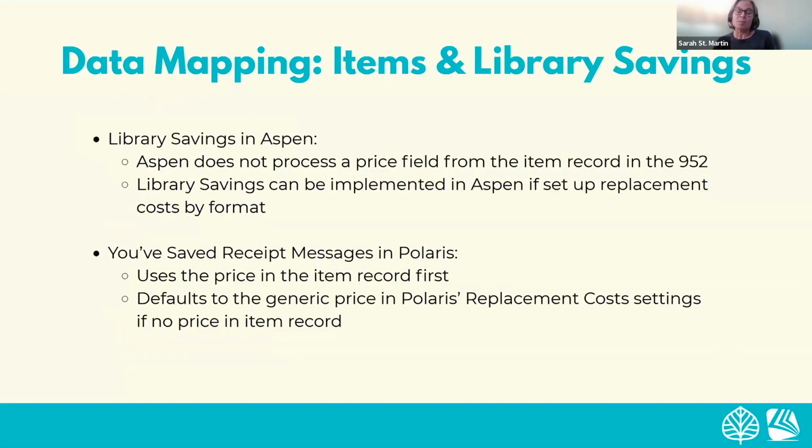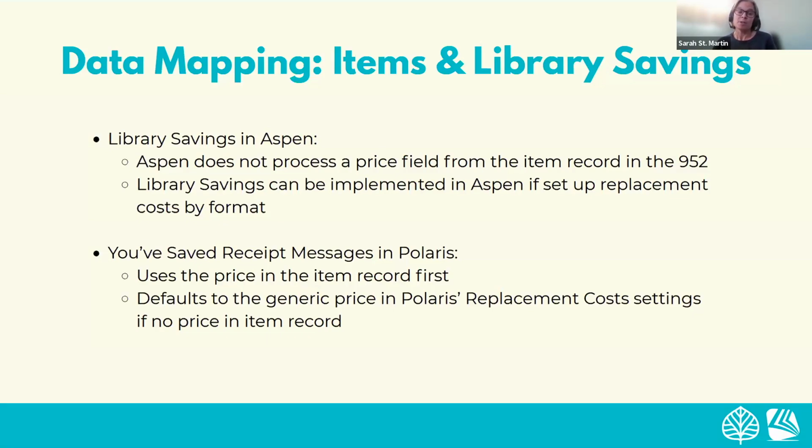If you want to set up library savings, you have to use the replacement costs by format. And our libraries decided they didn't want to do this because the cost for a book could vary widely between a paperback, a hardcover, a cookbook, an art book. So they didn't feel it would be an accurate representation.